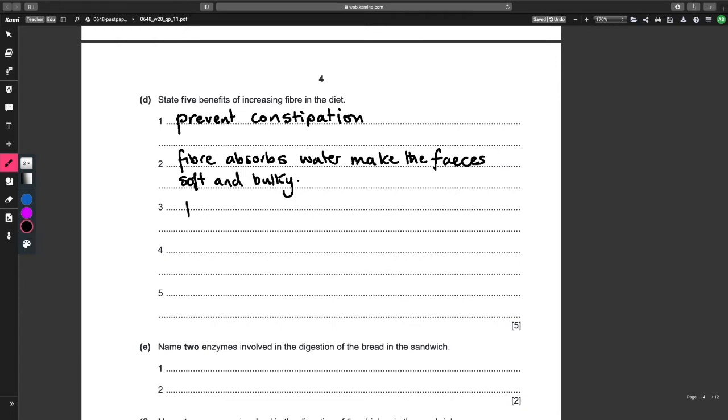It will also aid in the prevention of diseases such as bowel cancer and diverticulitis, which is where holes occur in your large intestine.